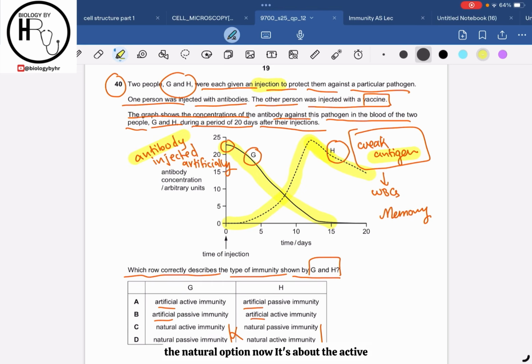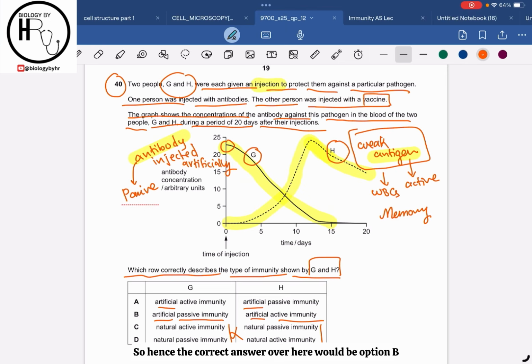Now it's about active or passive, whether the immunity is active or passive. Whenever the antibody is injected, it is a passive process, so it would be artificial passive immunity. And whenever the antigen is injected in the body, it would be artificial active immunity, right? So hence the correct answer over here would be option B. I hope that this MCQ is clear to all of you.